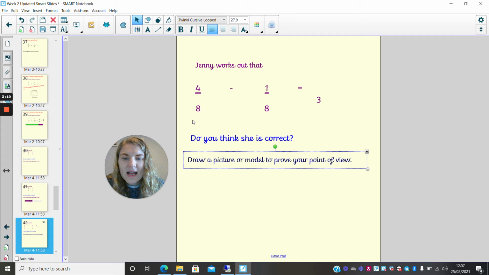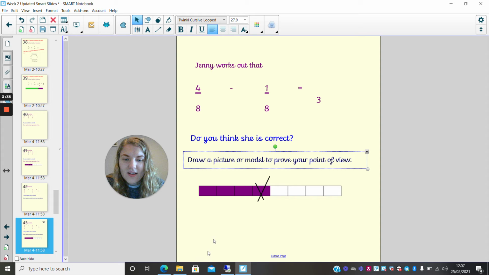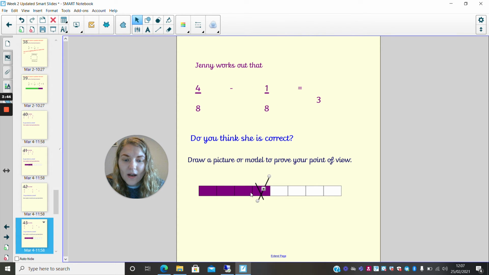All right, Jenny works out that 4/8 take away 1/8 is 3. Do you think she is correct? Draw a picture or model to prove your point of view. Off you go. Pause the video. Okay, great. So here's my bar model split into 8, and I've got 4 shaded in, and I've crossed out 1 because I've taken away 1/8. Jenny is wrong. Okay, she is wrong because the answer is not 3. She hasn't got 3 wholes left, has she? She's got 3/8 left, which is totally different.